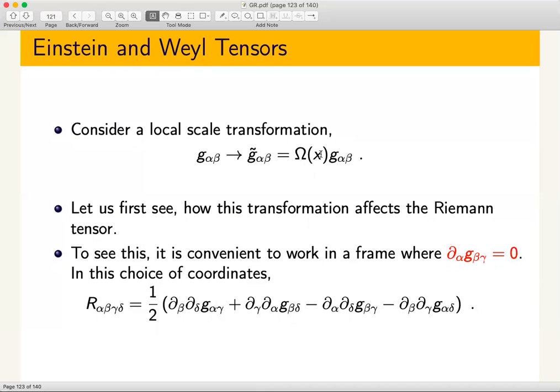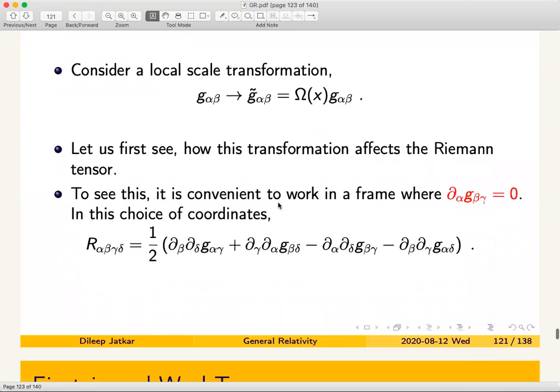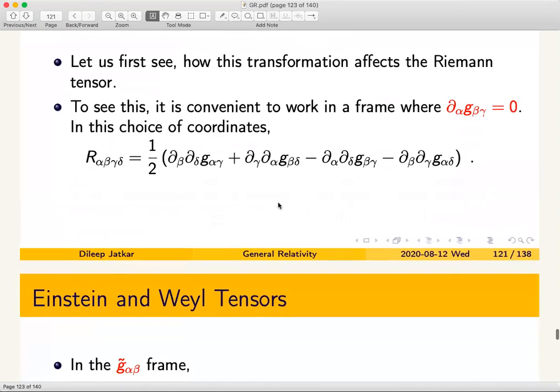Now notice that that's a non-trivial thing to do simply because omega is a function of x, and the Riemann tensor written in this particular form involves derivative acting on the metric. So of course by chain rule there are terms involving derivative acting on omega. So we'll keep track of each of those pieces.